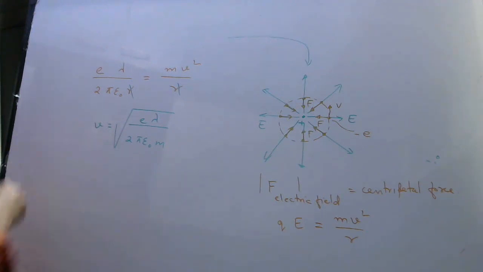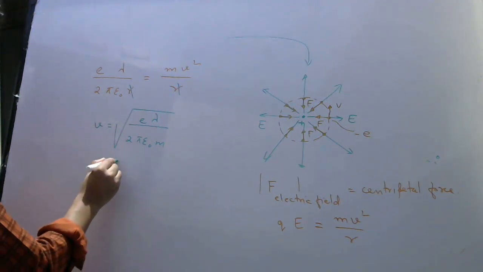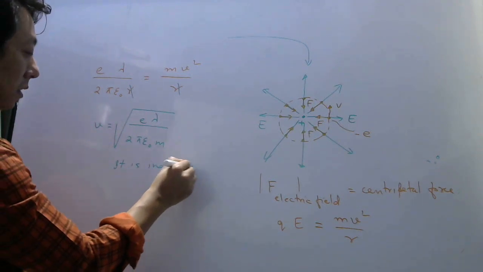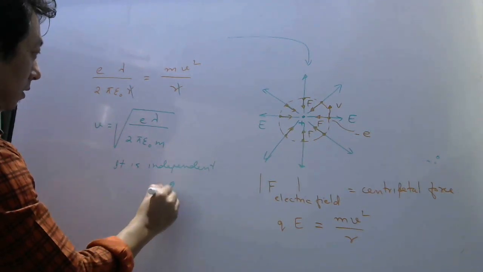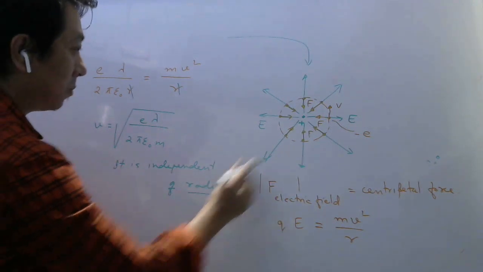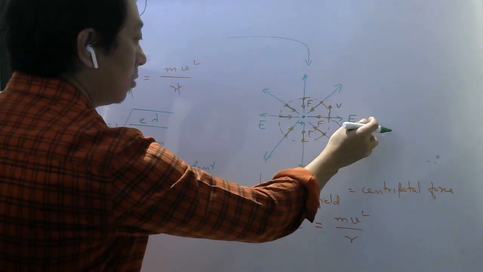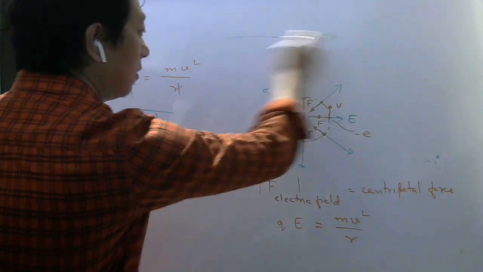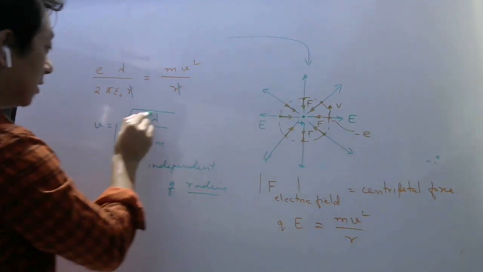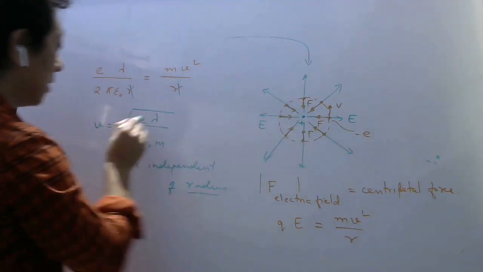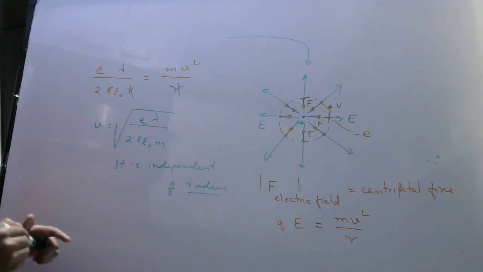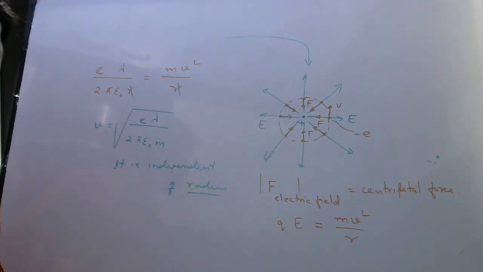And the important point to note here is that it is independent of the radius. So it doesn't depend on whether you throw it here or here or here; everywhere the speed will be controlled by the charge density of this wire and the charge of this particle. Of course, it depends on the mass also, but it does not depend on the radius.